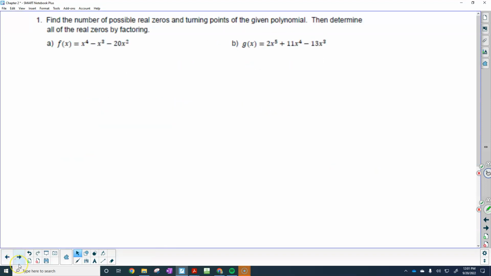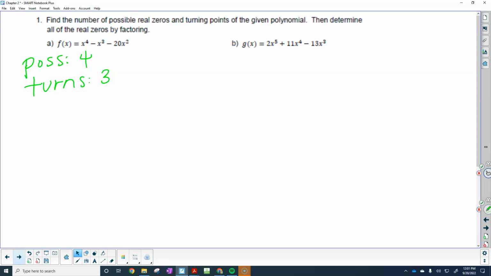All right. So what we're going to do is find the possible number of zeros, the exact number of turns, and then we're going to factor. So number 1, or 1a, the degree is 4. So that means I might have possibly up to 4 real zeros. Certainly not 5, but possibly up to 4. But I know the exact number of turns. What's 4 minus 1? The graph turns 3 times on the coordinate grid.